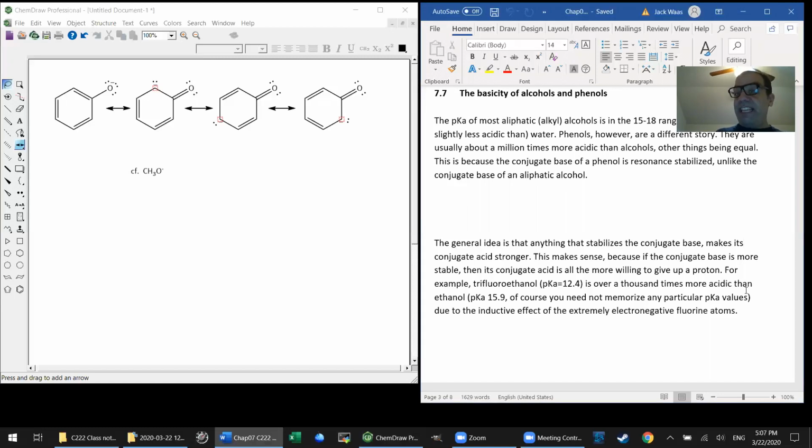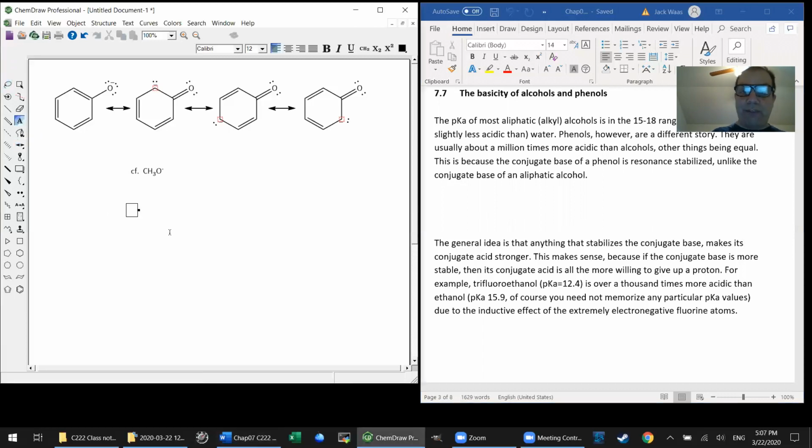And so anything that destabilizes that conjugate base, anything that makes the conjugate base less stable, is going to make the acid weaker, because now the acid isn't so excited about giving up that proton, so to speak, not to personify these things too much. But anything that stabilizes the conjugate base makes the acid stronger. And we have an example here, one that the book gives.